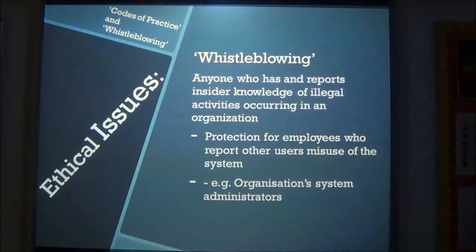Whistleblowing is a word used in business which involves an insider within the company reporting illegal misuse of the system. It keeps the information of those who reported it a secret so nobody else gets in trouble.